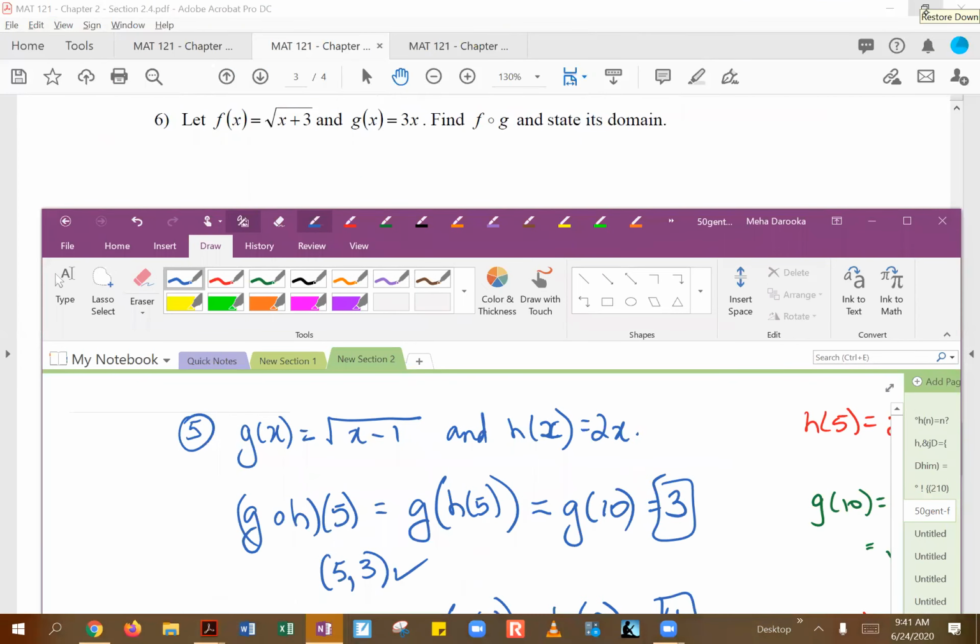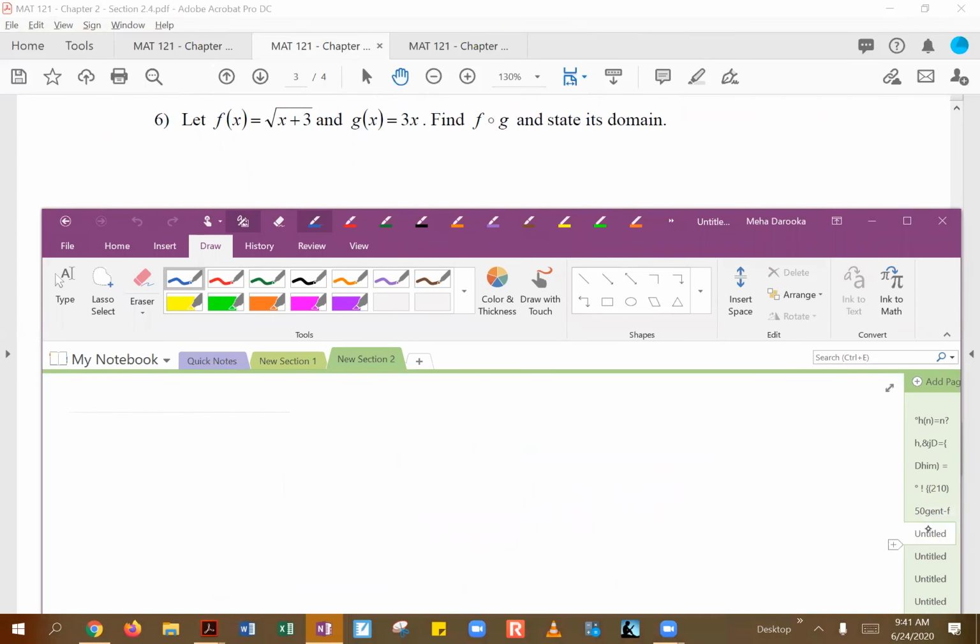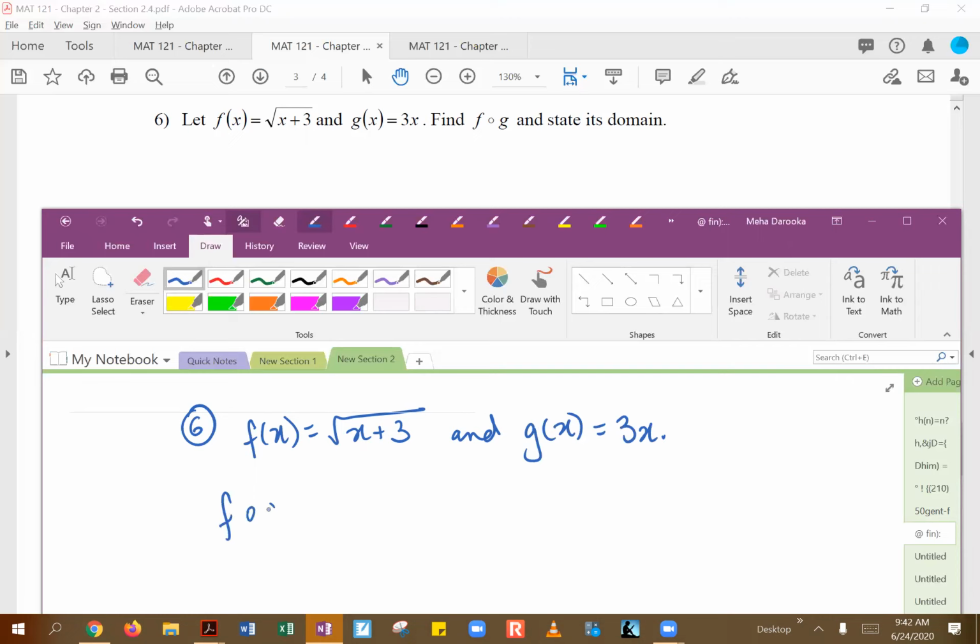Okay, let's do this one. So for number 6, the f function is given as square root of x plus 3, and g of x is given to us as 3x. They're asking us to find f of g, which means f is the outside function and g is the inside function. As I was saying, they're asking us to do this in general terms. They're not asking us for x equals 5 like we had in the previous example.